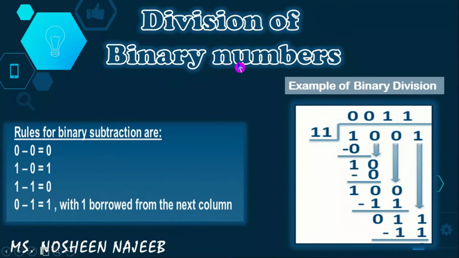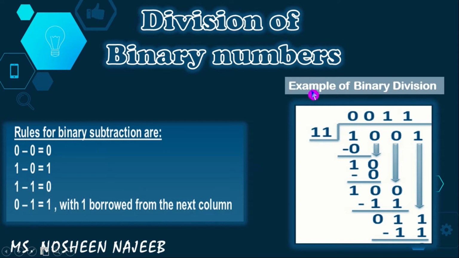division of binary numbers. Here we have the rules of binary subtraction for the purpose of binary division. First of all, we will revise our rules. 0 minus 0 will be 0, 1 minus 0 equals 1, 1 minus 1 equals 0, 0 minus 1 equals 1, because we will borrow 1 from the next higher column.